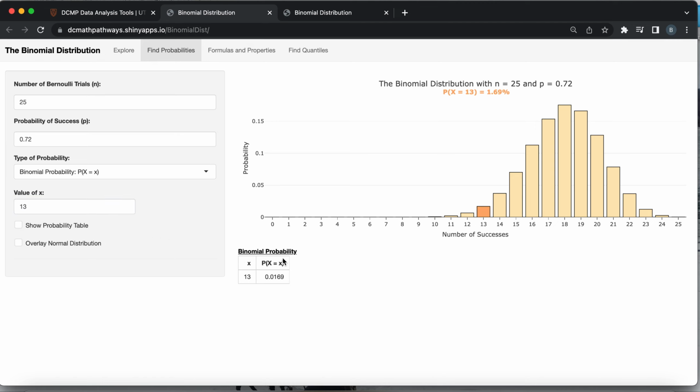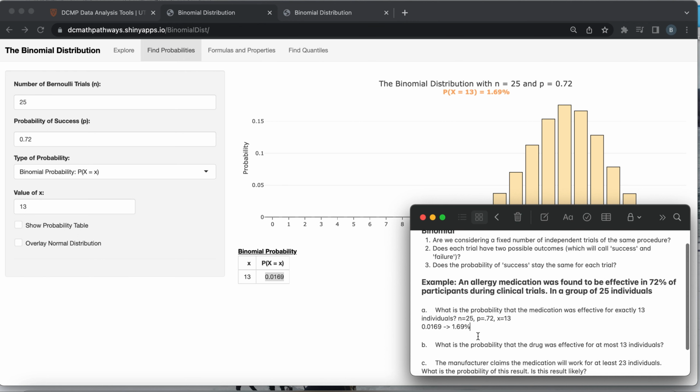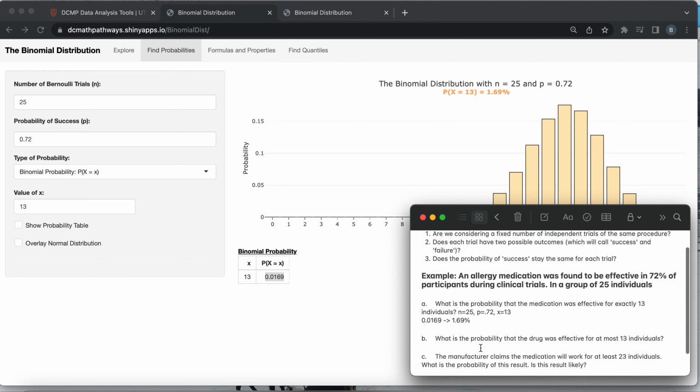Once we put all those in, you can see the probability here is 0.0169. So the probability that the medication was effective for exactly 13 individuals is 0.0169. If we wanted to change this to a percent, this would be a 1.69% chance that it would be effective for exactly 13.